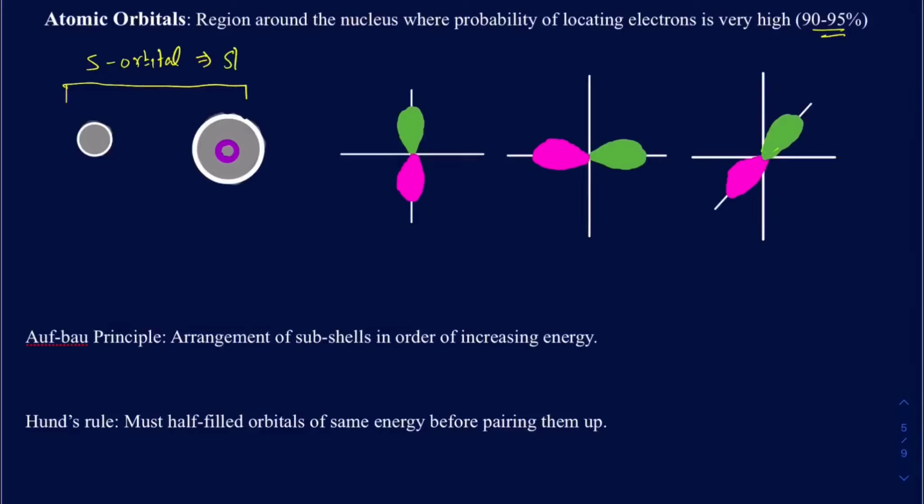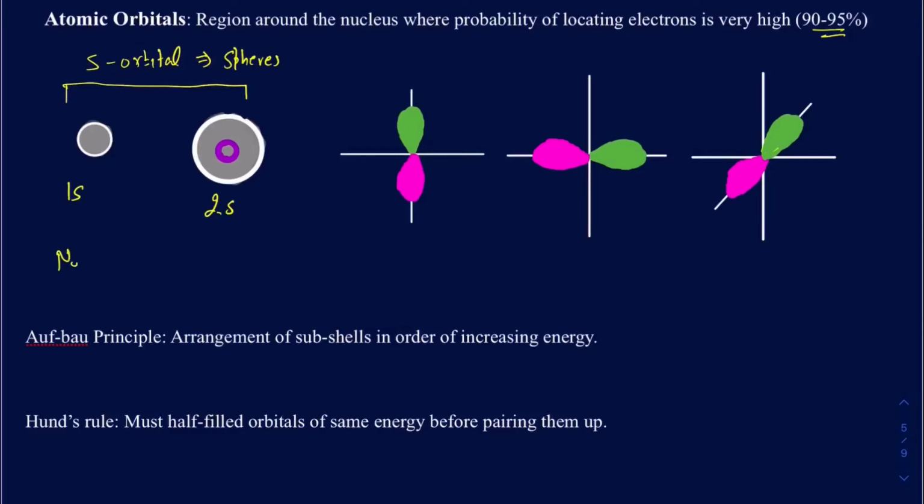And these are going to be spheres. This first one is the 1s, the second one is the 2s. The difference between the 1s and the 2s is just the size, and also how many nodes you can have. So in 1s, there is no node.